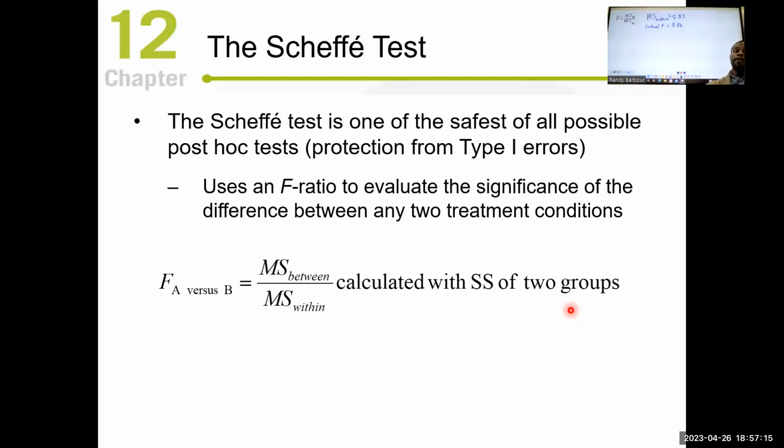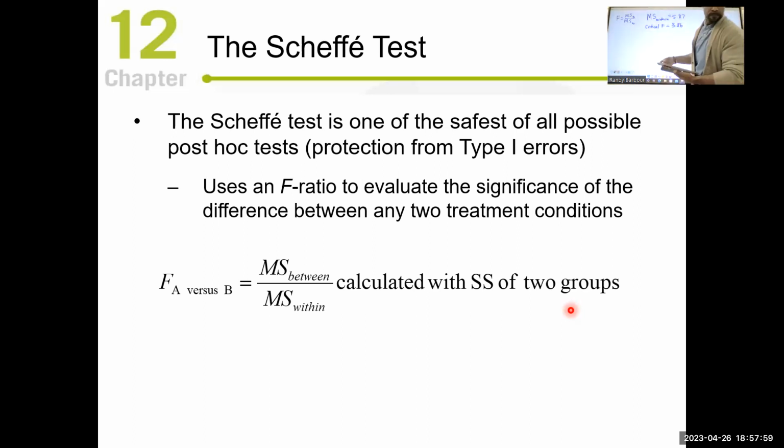The Scheffé test is one of the most conservative, one of the safest of all possible post hoc tests. Again, it protects us from the type 1 error. We're going to use an F ratio to evaluate the significance between any two treatment conditions. If you remember all of our treatment conditions, we had those differences in our means. We had treatment 1, treatment 2, treatment 3. Let's try treatment A and treatment B.